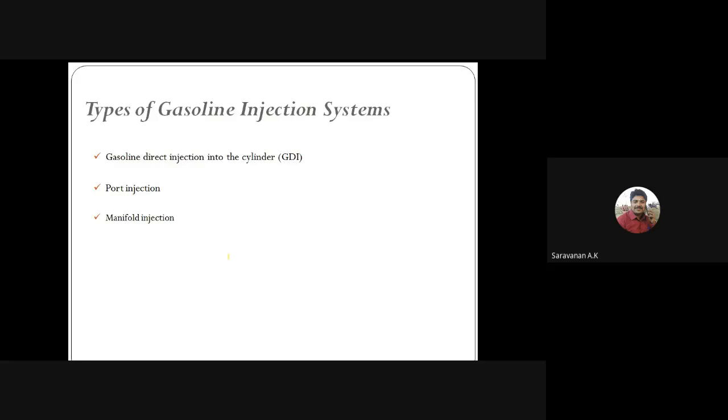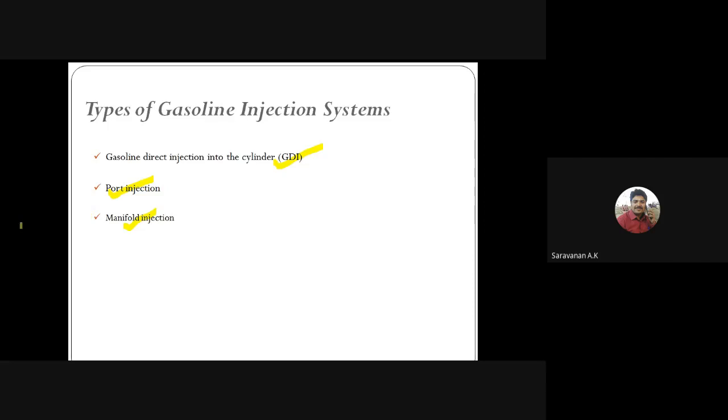The first one is gasoline direct injection, where the gasoline is injected directly into the cylinder. Then the second one is the port injection, and the third one is the manifold injection.